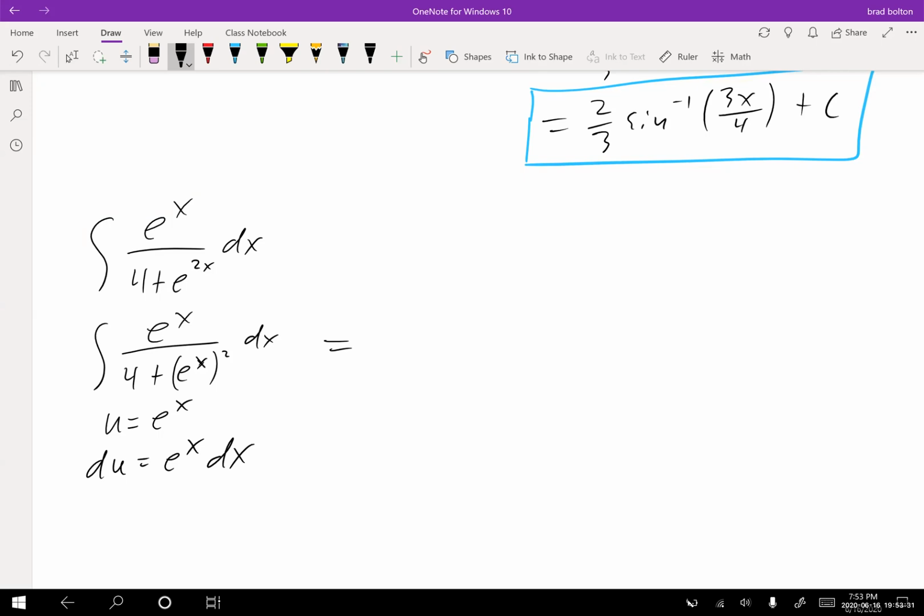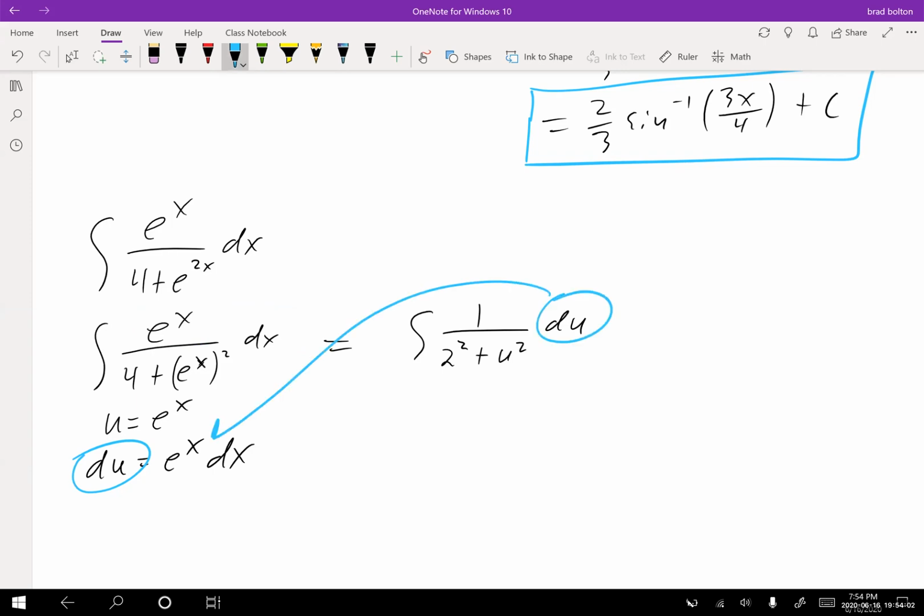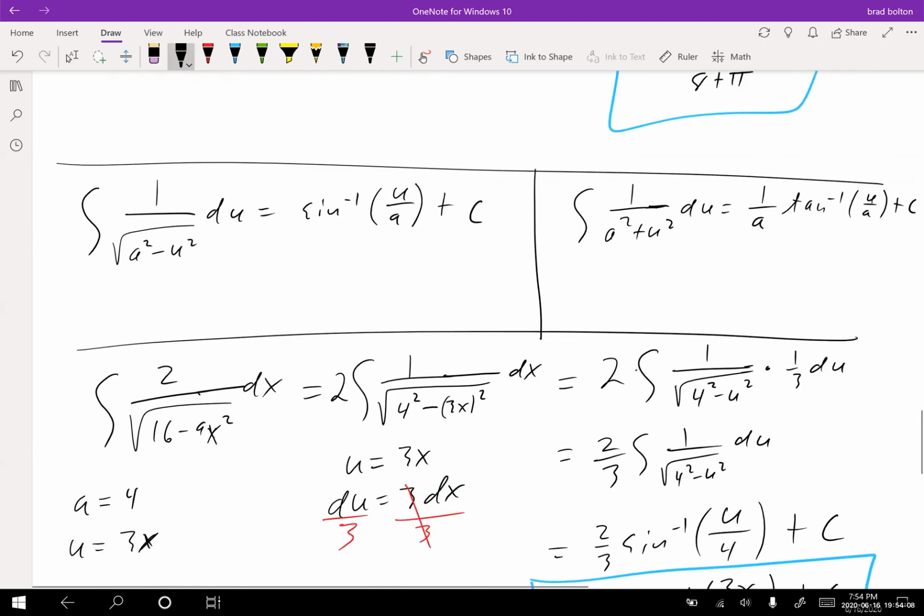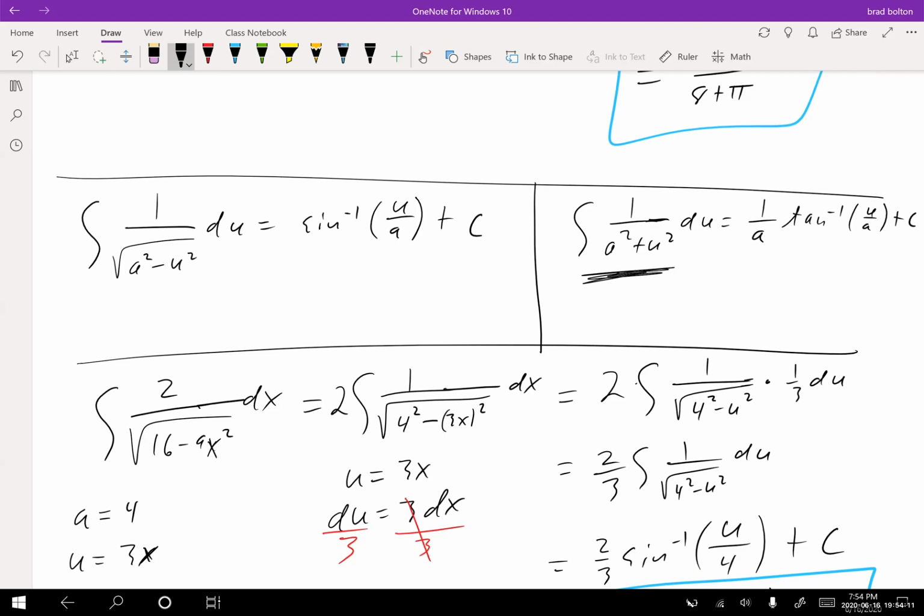So now we have the integral of du, or I guess we could do it this way. We could say 1 over 2 squared plus u squared du, because remember, this e to the x dx is worth a du, right? So I replace this whole chunk of information with du. That's where this du came from right here, okay? So this doesn't look so bad. Now I go up to my formula and I say, do I have it in this format? Yes, I do.